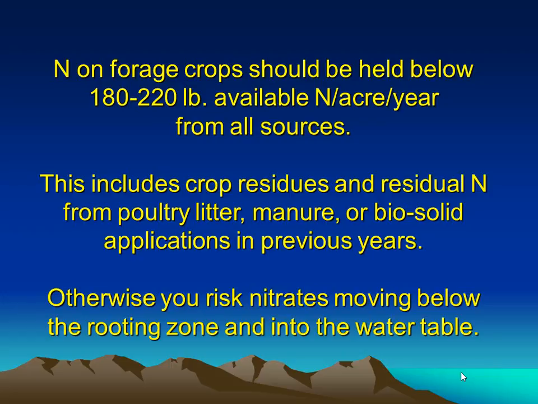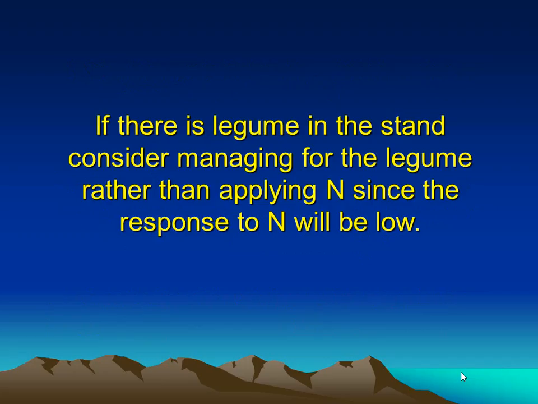So if you're running the system on nitrogen, in round numbers say no more than 200 pounds of N. That's from all sources of N. If you do, you're going to start having major nitrate risks in your local environment. You don't want that.